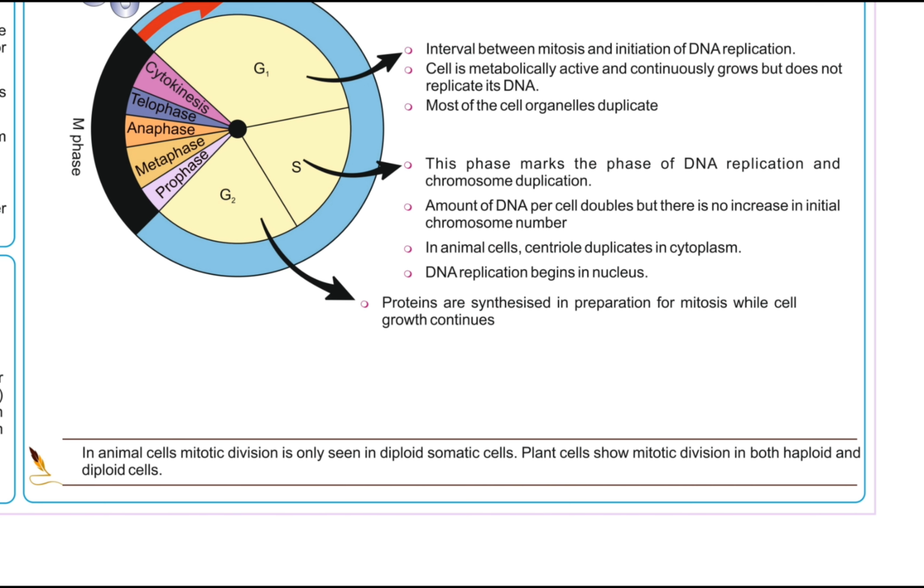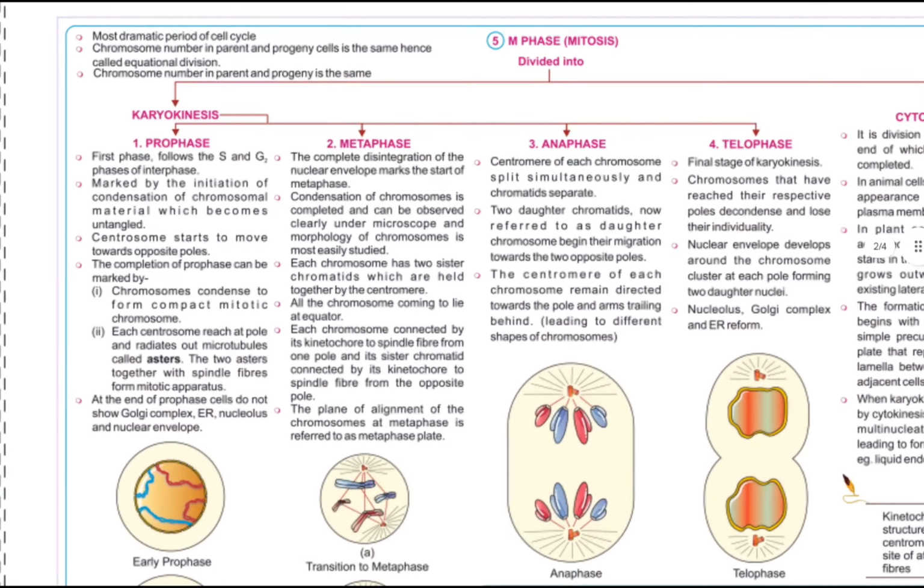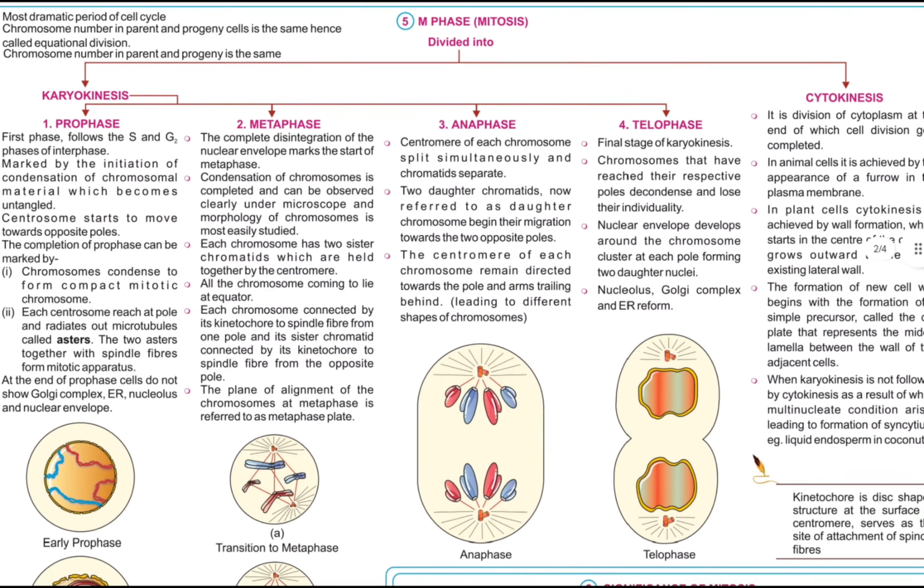In animal cells, mitotic division is only seen in diploid somatic cells. Plant cells show mitotic division in both haploid and diploid cells. M phase, mitosis. Most dramatic period of cell cycle. Chromosome number in parent and progeny cells is the same, hence called equational division. It is divided into two, karyokinesis and cytokinesis.